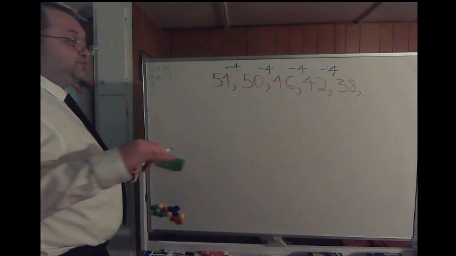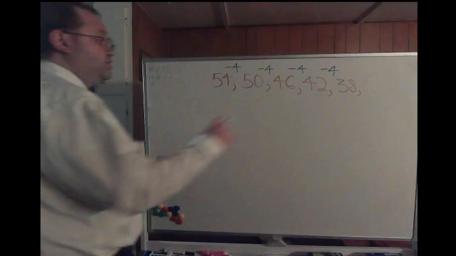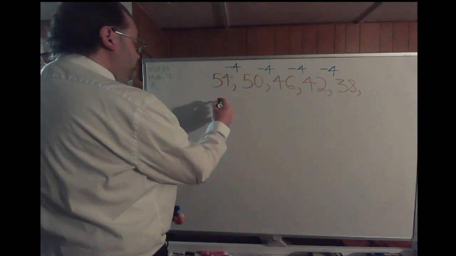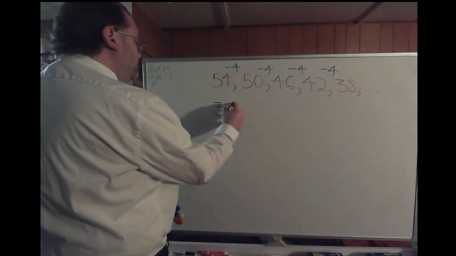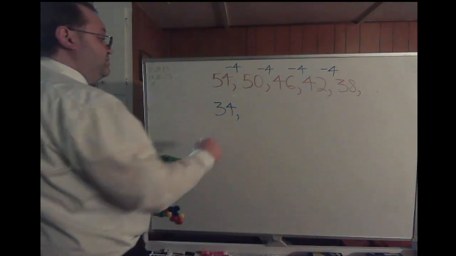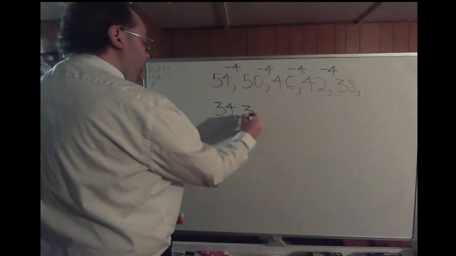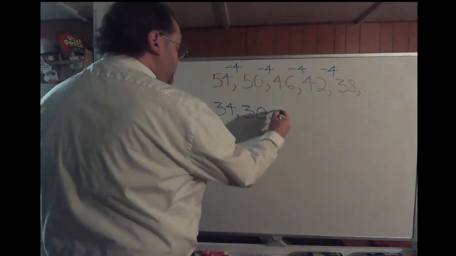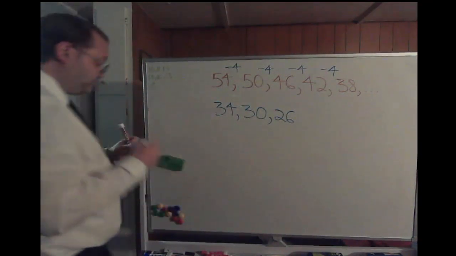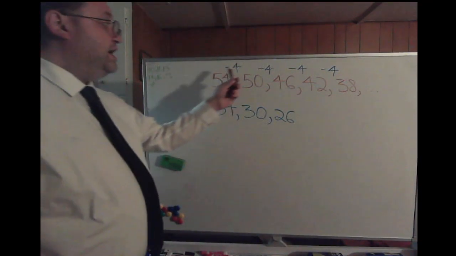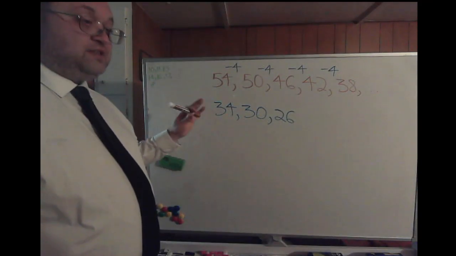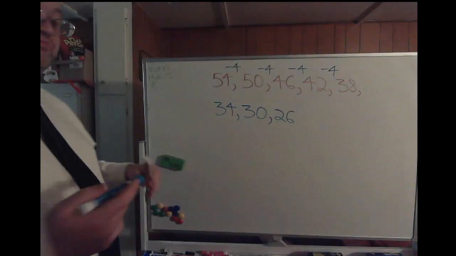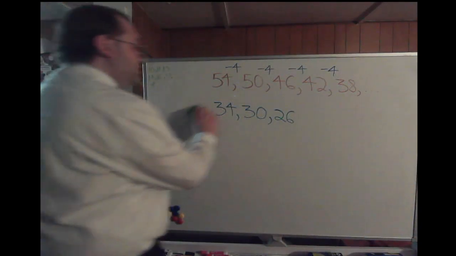So we're going to find the next 3 terms in this list. To find the term after 38, you're going to subtract another 4. So 38 minus 4, that's 34. And then to find the second term, you'll take 34 minus 4, you'll get 30. Then to find the third term, you'll take 30 minus 4, you should get 26. So, based on the pattern of minus 4 from every number, your next 3 terms of the list should be 34, 30, and 26. Also pretty straightforward.